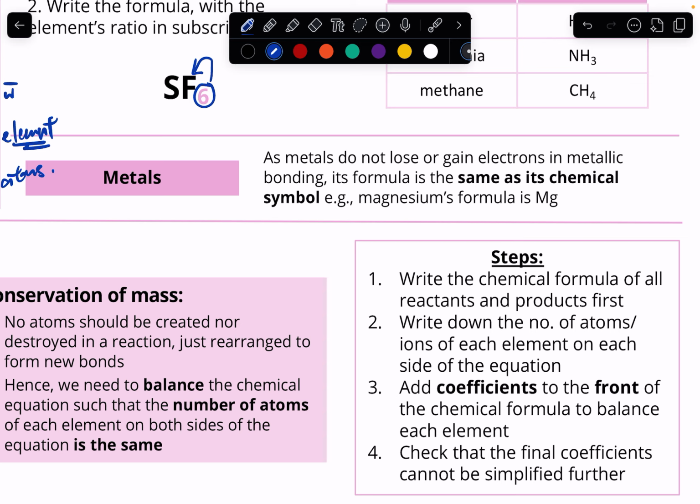So the formula is actually the same as that of its chemical symbol. Like magnesium is just Mg. Don't you write Mg2+? It exists as Mg because its 2 electrons are not lost.